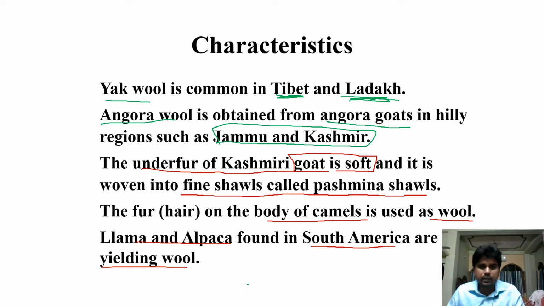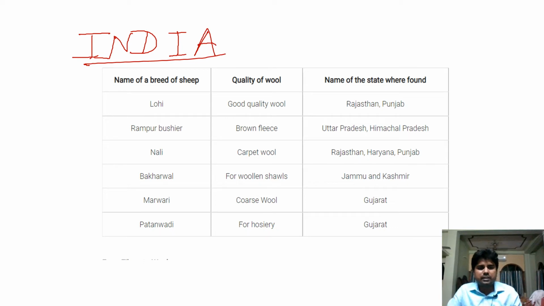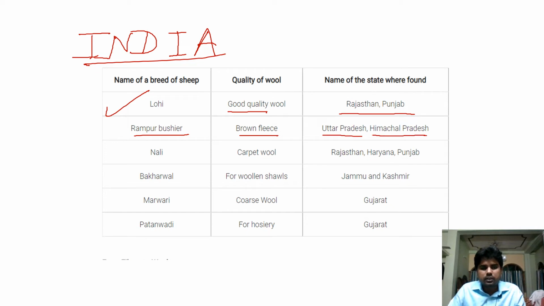Student, there are some more breeds of sheep, their quality of wool, and the states where they are found. This is completely from our country, India. Now we will study the names. Lohi gives good quality wool and is from Rajasthan and Punjab. Rampur Bushair gives brown fleece, meaning brown wool, and is found in Uttar Pradesh and Himachal Pradesh. Then Nali, carpet wool, Rajasthan, Haryana and Punjab.